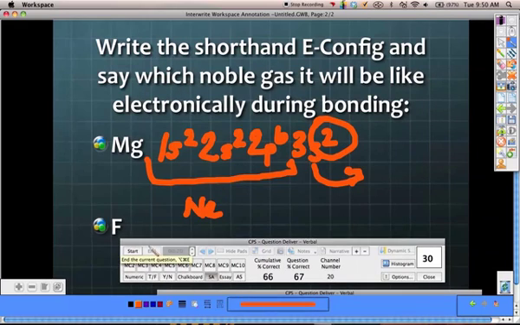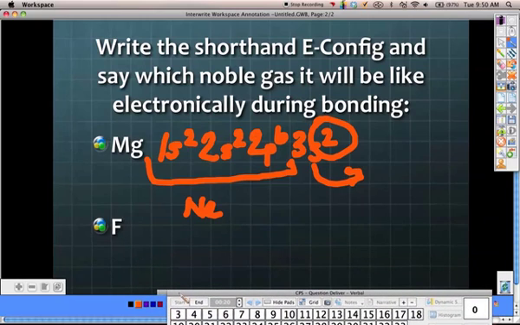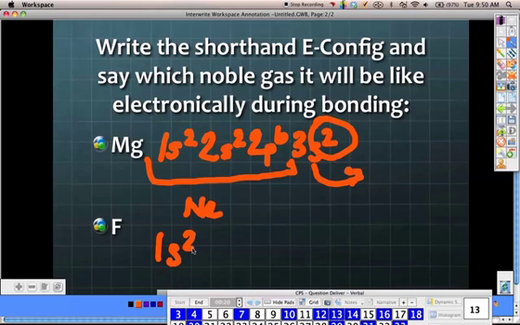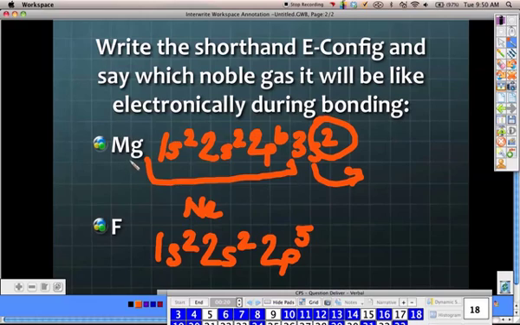Okay, next one then, same thing. For fluorine, once you've written the electron configuration, you can figure out which noble gas it would be in the same isoelectronic series as. Put 20 seconds on the clock. Let's get those answers in.